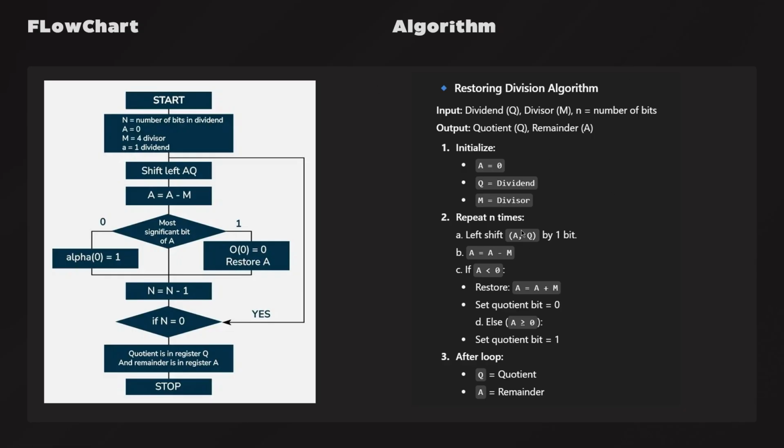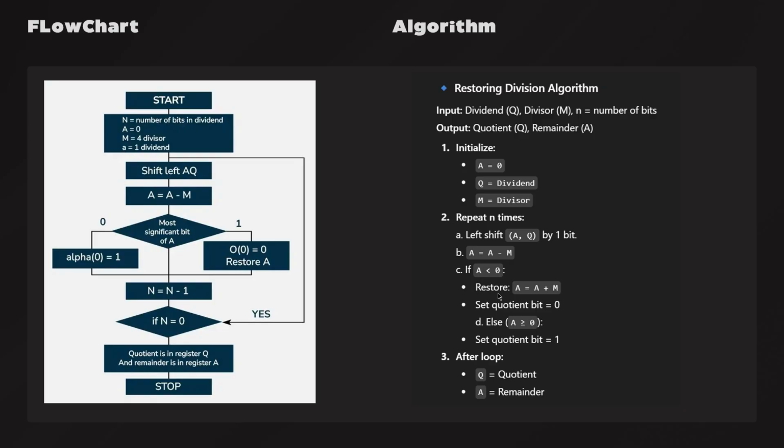Here you can also see the procedure explained in a much shorter way. Input dividend Q, divisor M, n is equal to the number of bits. Output quotient Q, remainder A. Initialize A is equal to 0, Q is equal to dividend, M is equal to divisor. Repeat n times. Left shift A and Q by 1 bit. A is equal to A minus M.